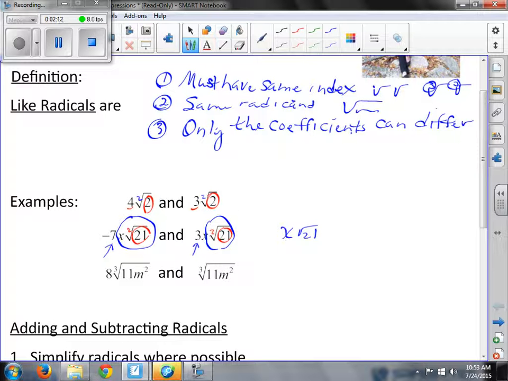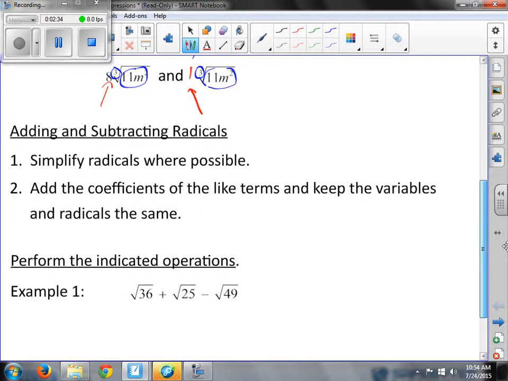On the third example, both of them are cube roots. They have the exact same radicand, the same thing underneath the radical. Only the coefficients differ. You see, one of them is an 8, and the other one is an understood 1. Adding and subtracting radicals. First of all, we want to simplify radicals wherever possible. We want to add the coefficients of the like terms and keep the variables and the radicals the same.